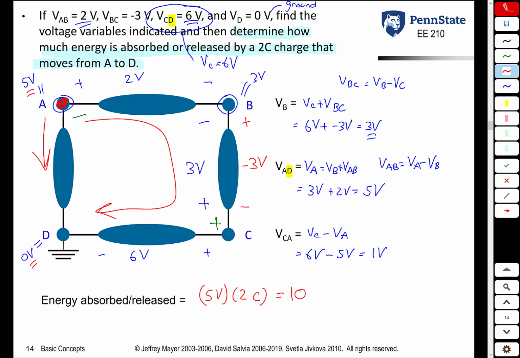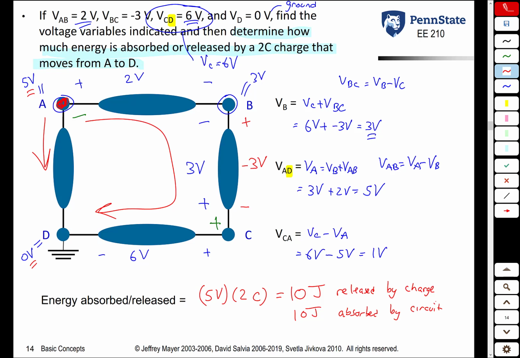So you get 10 joules. Now the question is: is the energy absorbed by the charge, or is the energy released by the charge? Well, the charge is going from higher to lower voltage, so it goes in the direction it wants to go. That means that it is losing energy. So 10 joules is released by the charge, which also means that 10 joules are being absorbed by the circuit. In other words, when that charge moves from point A to point D, regardless of how it got there, it is doing work.